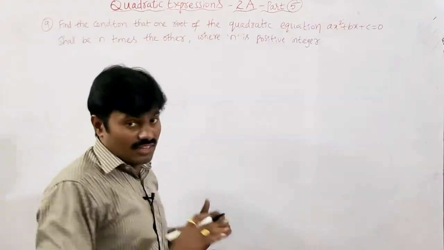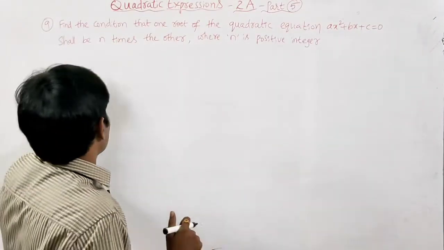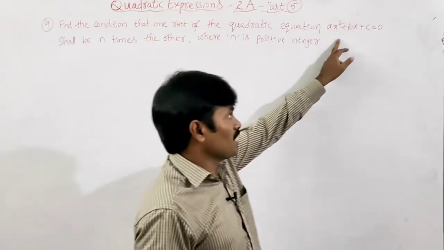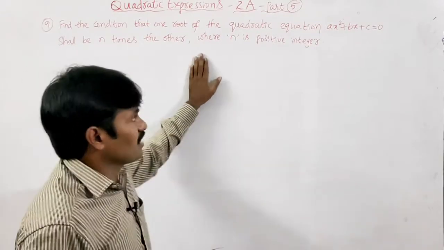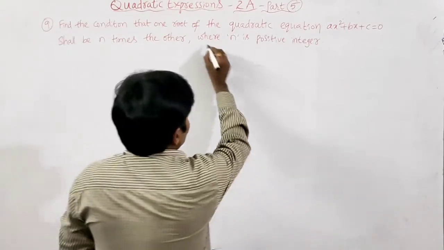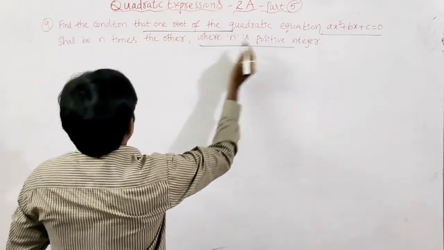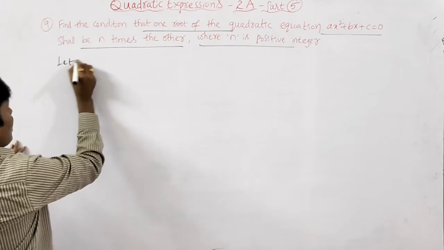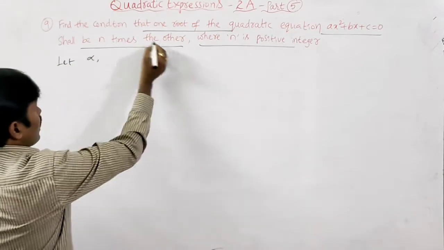Okay. Now have a look on the board. That is question number 9. Find the condition that one root of the quadratic equation ax square plus bx plus c is equal to 0 shall be n times the other, where n is positive integer. So one root of the quadratic equation is n times the other. For example, if you let alpha is the one root of the quadratic equation, then n times the other.